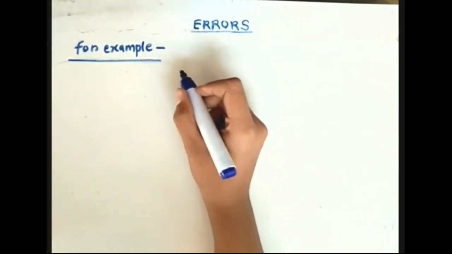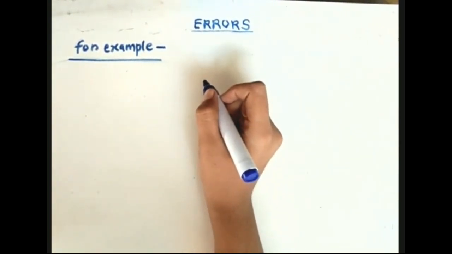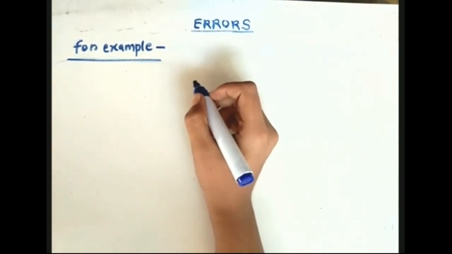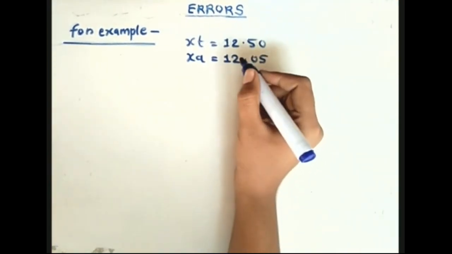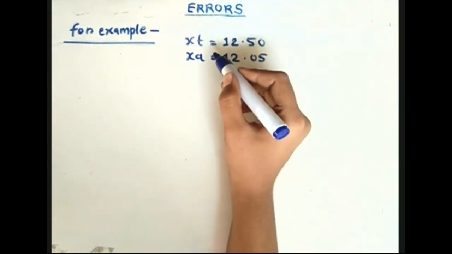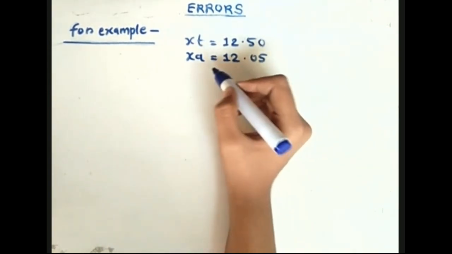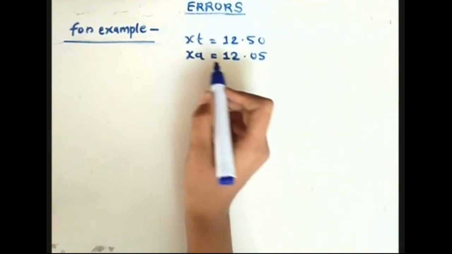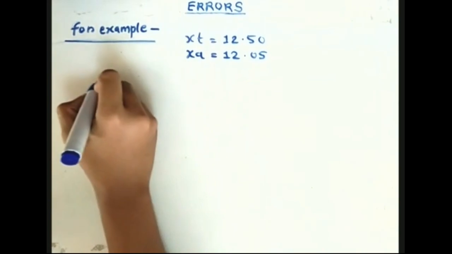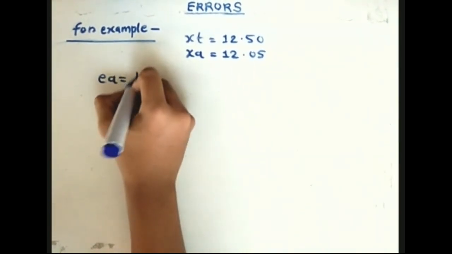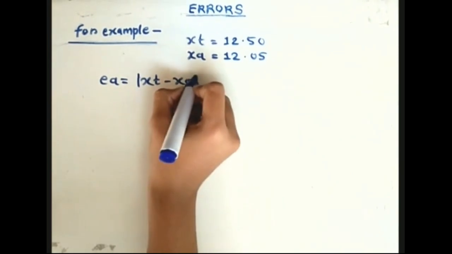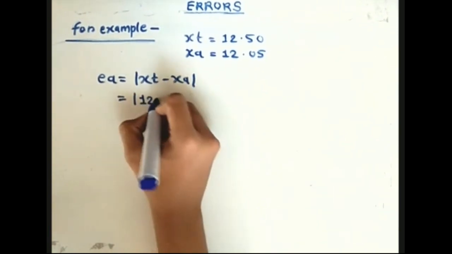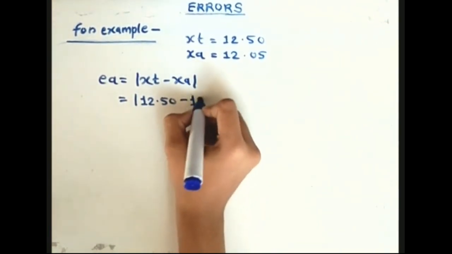For example, in a given question, data may be given and they ask to find absolute error, relative error and percent relative error. Let us consider they gave us data: true value 12.50 and approximate value 12.05. Let us first calculate absolute error. The formula for absolute error is EA equals mod of XT minus XA. Putting the given values in the formula, we get mod of 12.50 minus 12.05.